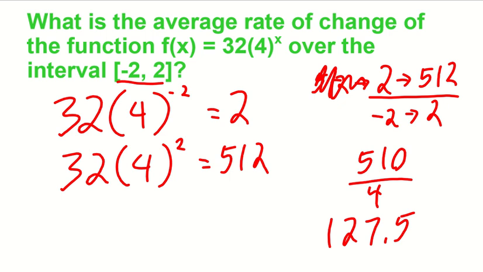All right. Average rate of change, change in Y over change in X. So you plug in to get Y values on problems like this. Sometimes it's on a table. You just look at the Y values on the table and do change in Y over change in X. Any questions?